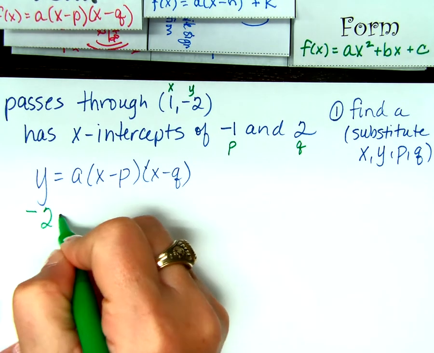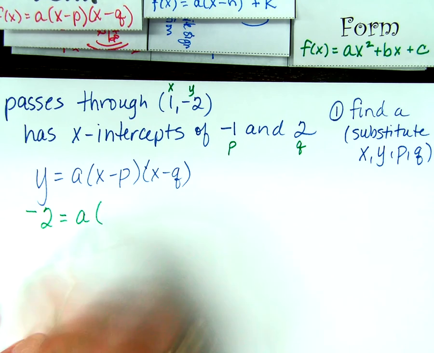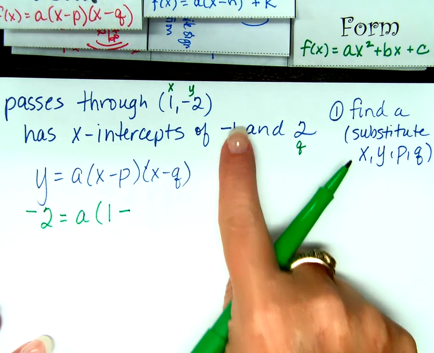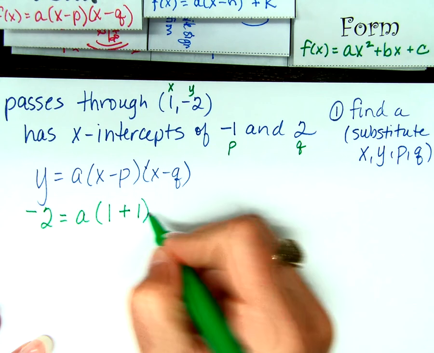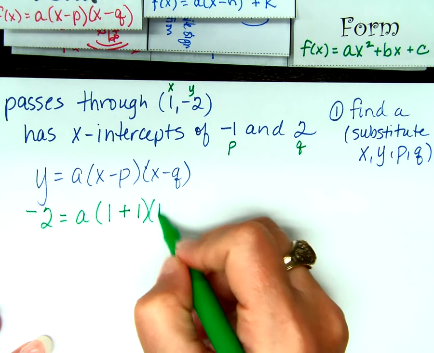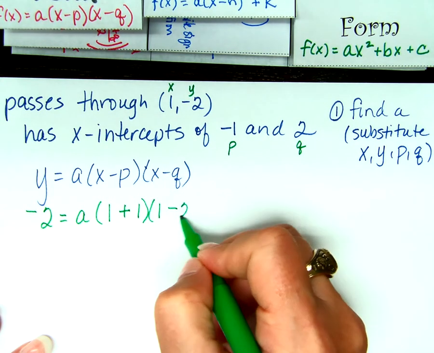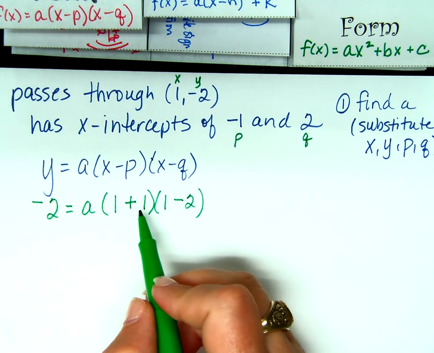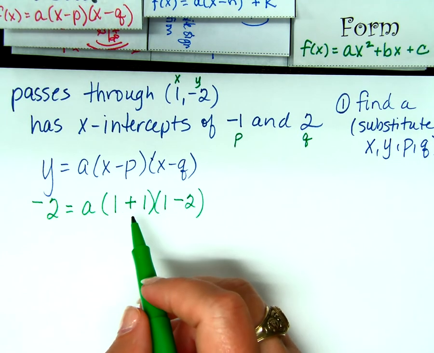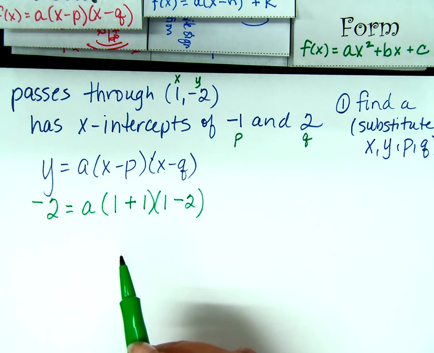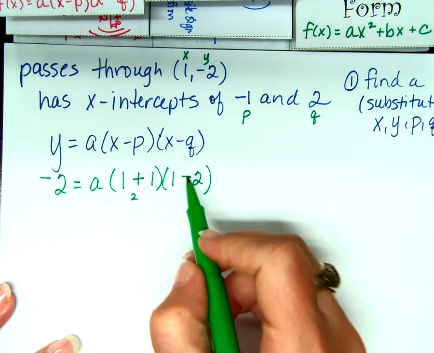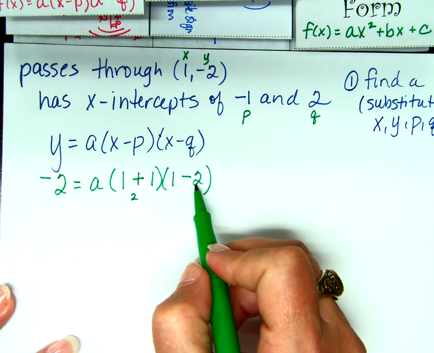Y is -2. Very good. A is what I don't know. X is 1, so 1 minus p. Ooh. And then again 1 minus 2. Does anyone know 1 plus 1? That took entirely too long. It made my heart stop a little bit. Just teasing. 1 plus 1 is 2, right? What's 1 minus 2? -1.